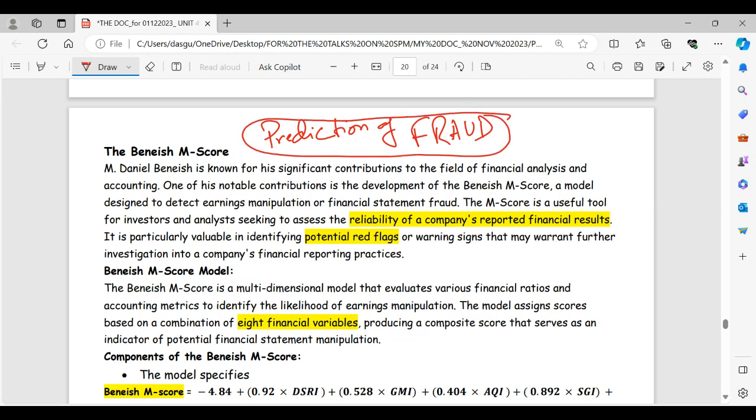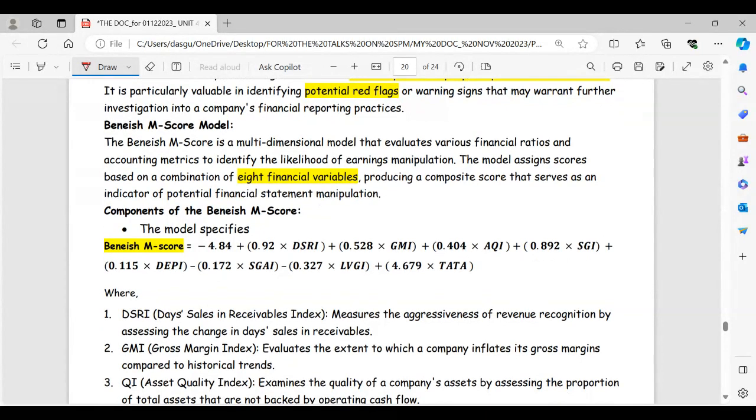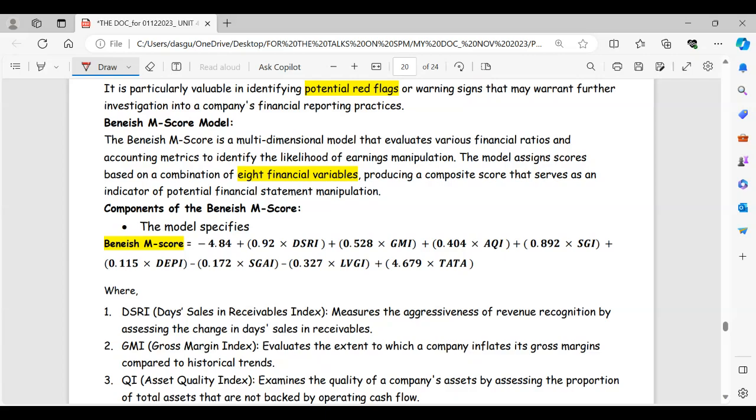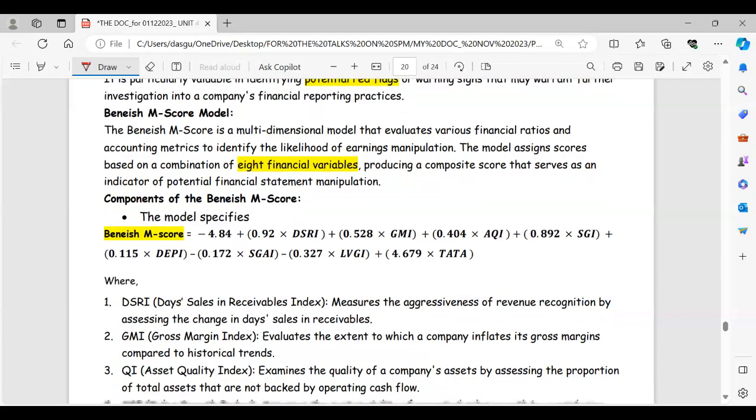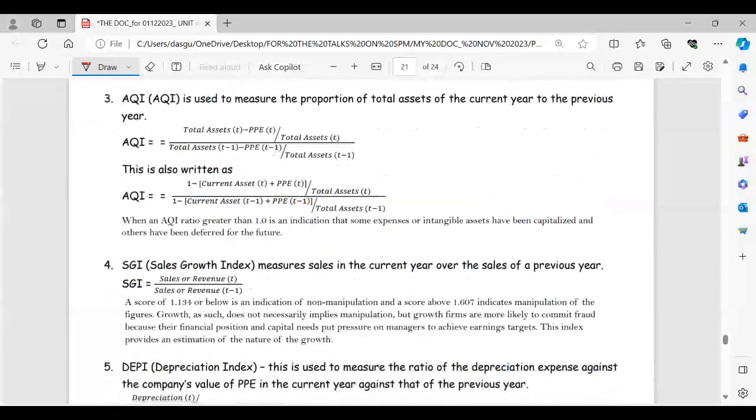Of course, these are all probabilistic models, and therefore to some extent they're true. And there are 8 issues. Of course, there is another model of the same name, the Beneish M-score model, but this is more popular. And again, you calculate 8 ratios.